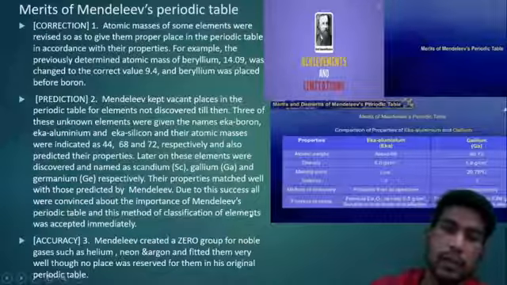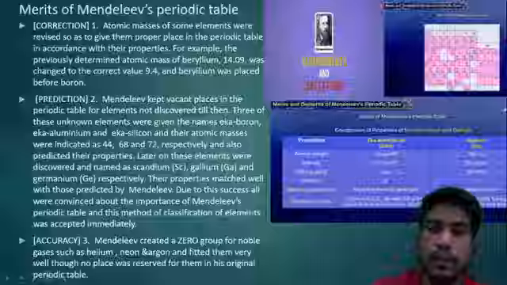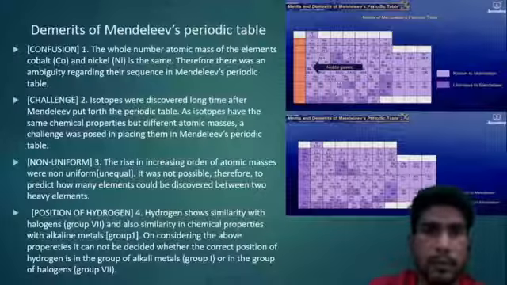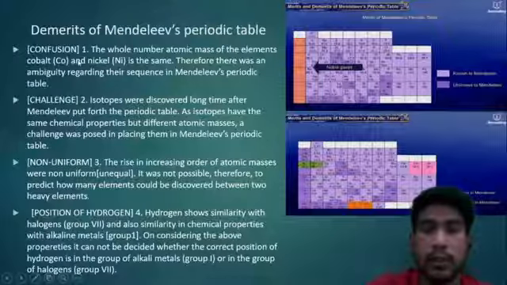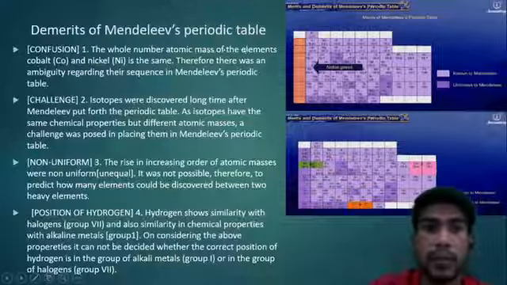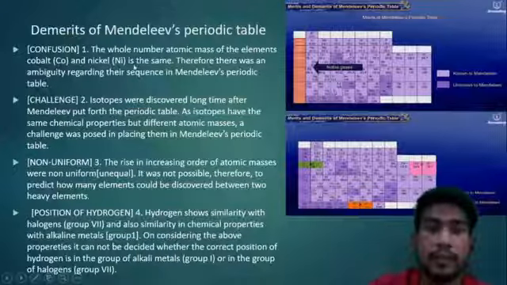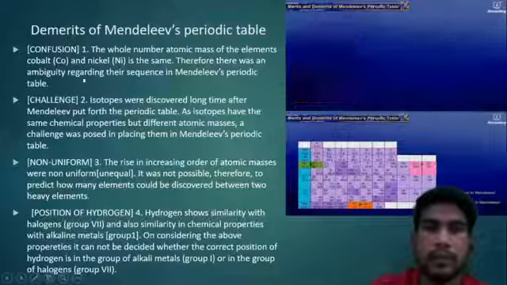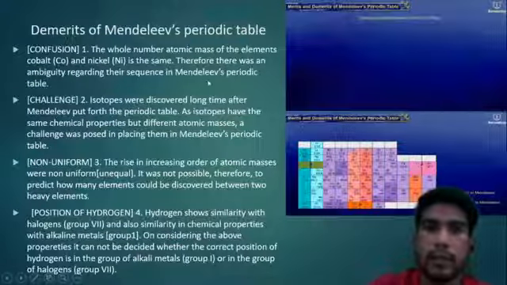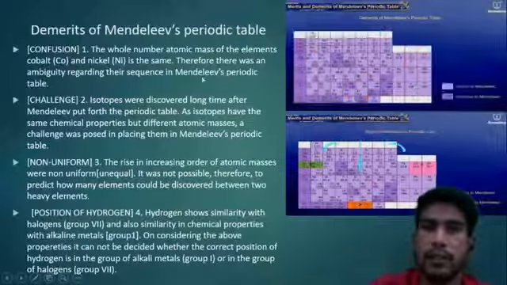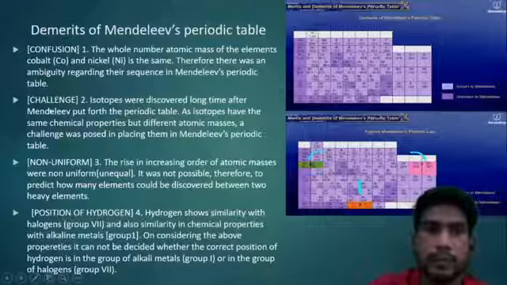Okay. Now let's see the next one, that is the demerits of Mendeleev's periodic table. The first one was confusion. It created a confusion. The whole number atomic mass of the elements cobalt and nickel is the same. Therefore, there was an ambiguity, meaning a little bit of confusion regarding their sequence in Mendeleev's periodic table. As they have the same atomic mass, there was an ambiguity about where to place them.